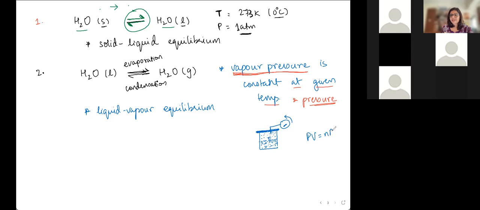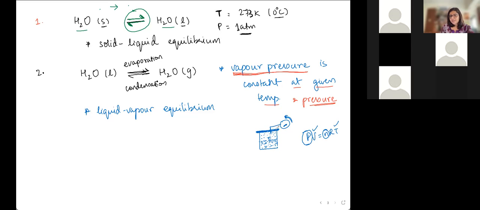PV equals nRT. Closed vessel hai, volume is not changing. Temperature also not changing. I'm not heating it. I'm not cooling it. Pressure is also not changing because everything is at atmospheric pressure. So when n increases and V and T are all the same, the inside pressure also increases. So that is causing the particular change in pressure in the barometer.